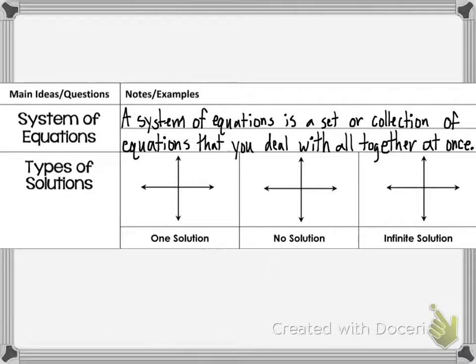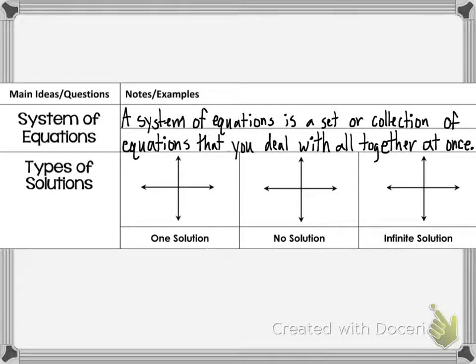So, systems of equations. How many of you remember systems of equations from Algebra 1, hopefully? Okay, some of us. Good. We're going to get into systems of equations in Algebra 2 as well. How many equations were in each of our systems in Algebra 1? Two, right? Yeah. You had two equations. That was our system of equations.